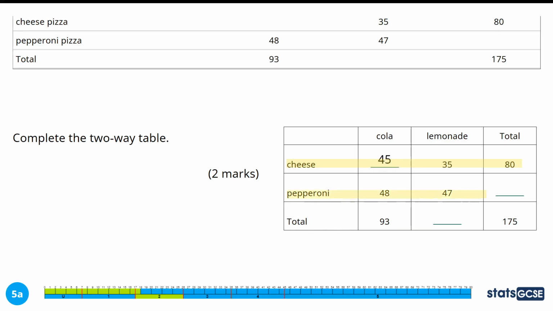Let's look at the pepperoni row. And we've got 48 cola, 47 lemonade. So we're going to add the two together to get the total, which is 95. And finally, we can look down on the lemonade column. And we've got 35 cheese pizza, 47 pepperoni pizza, so together that's going to be 82. Now we can check these by adding up the 80 and the 95, and that adds up to 175, and the 93 and the 82, which also adds up to 175.